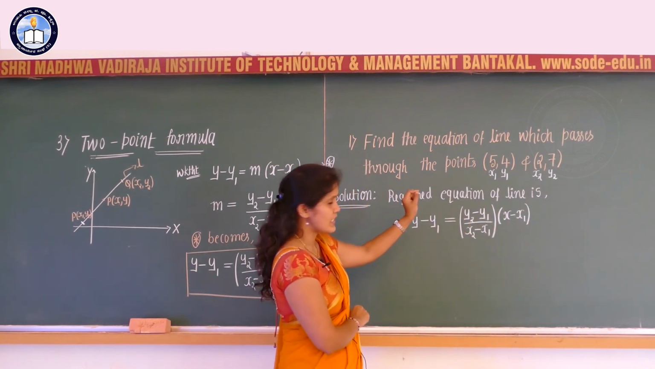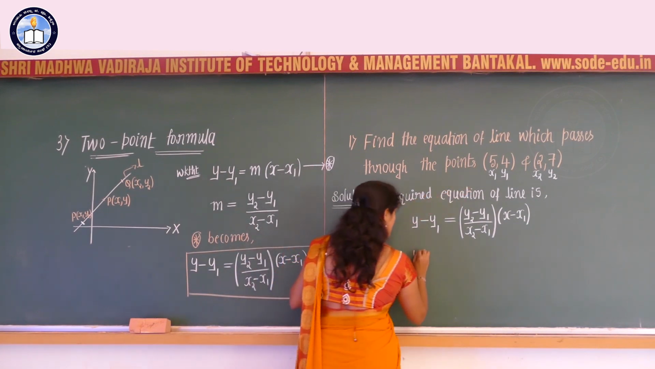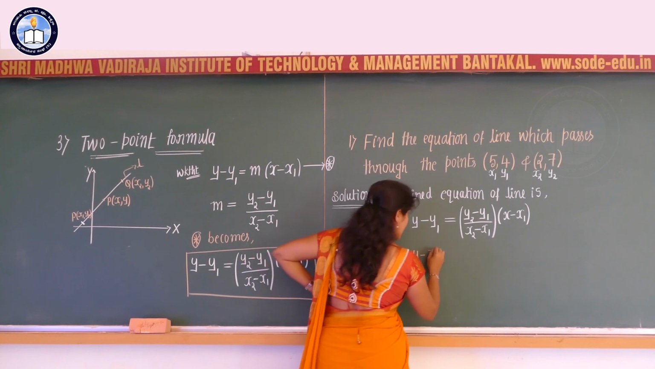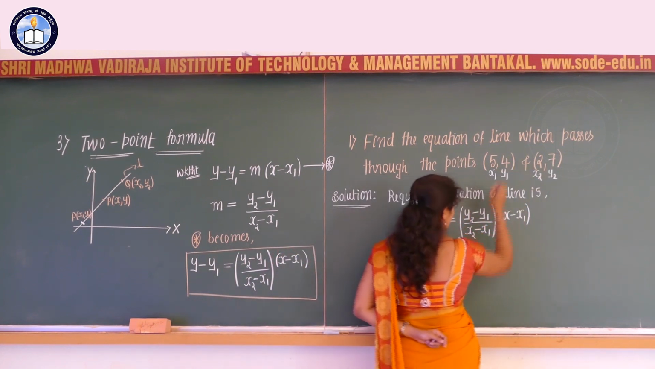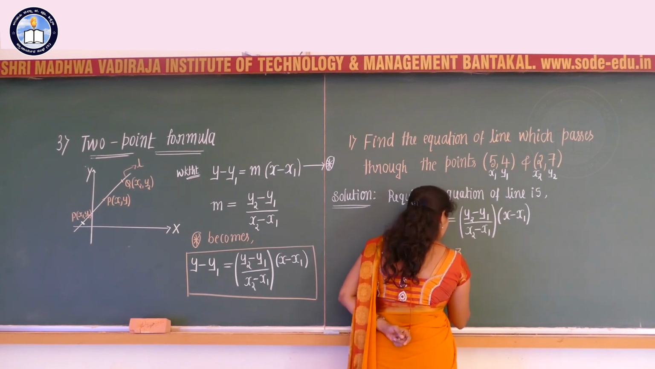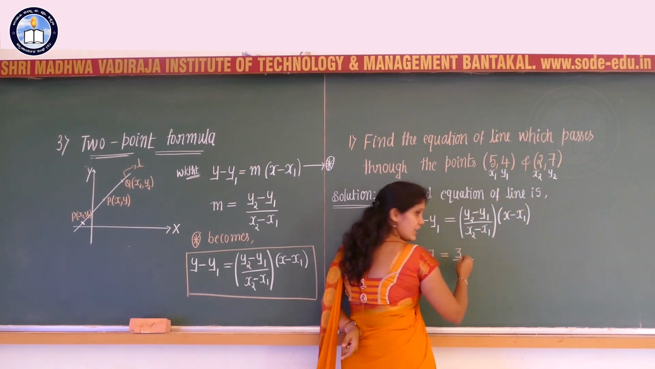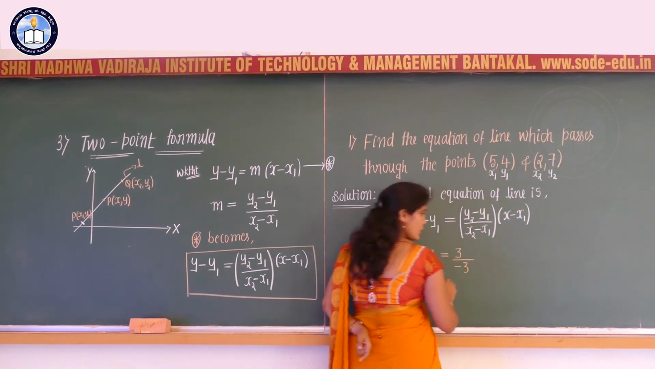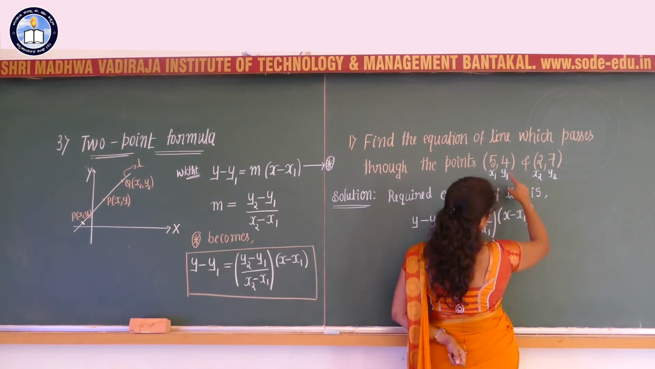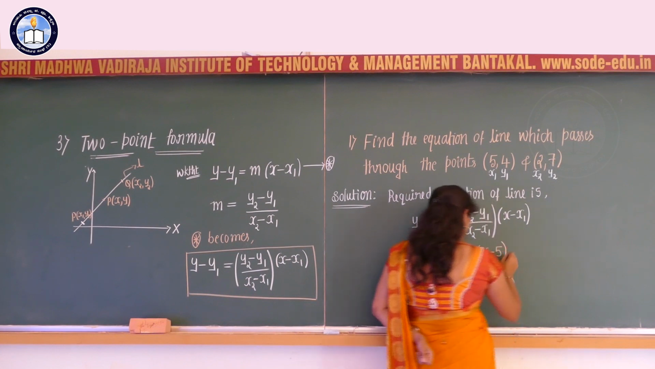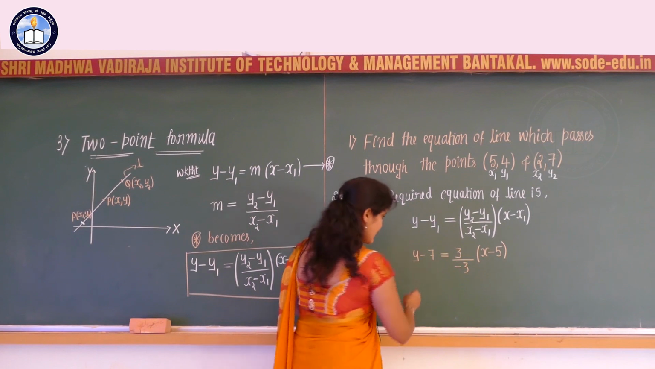Substituting the values of x1, y1, x2 and y2, it becomes y minus 7 is equal to 7 minus 4, that is 3, divided by 2 minus 5, that is minus 3, into x minus 5. Or I can write this as 3 divided by minus 3, that is minus 1.